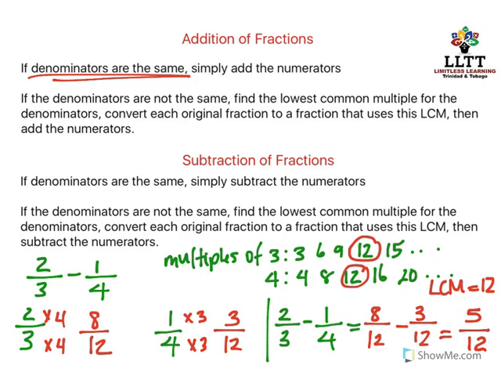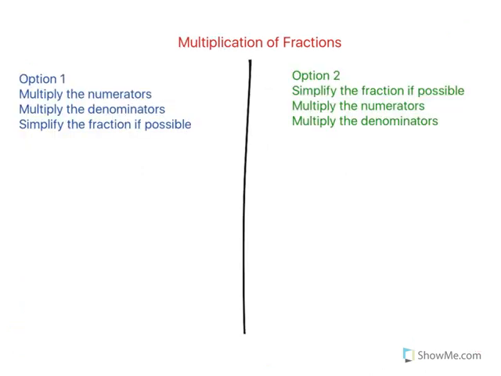What if we're talking about the multiplication of fractions? So when we come to the multiplication of fractions, basically there are 2 options that we can do. The steps are all the same, but we can just put it in another order. So the first option is we multiply the numerators, then we multiply the denominators, and then we simplify the fraction if it's possible to do so.